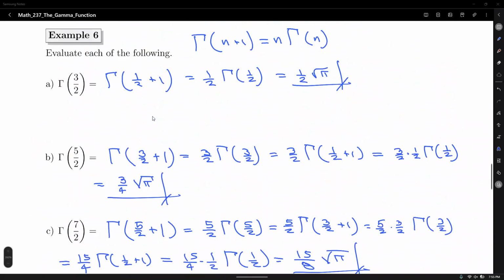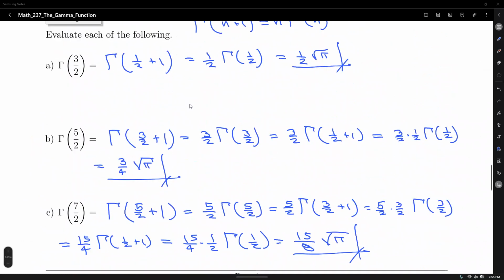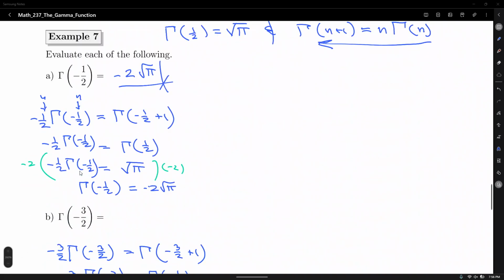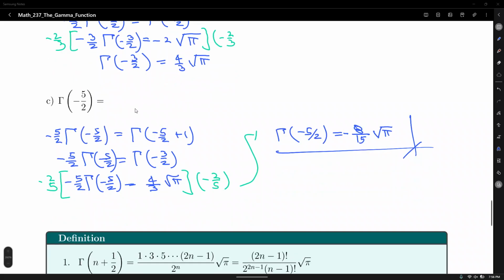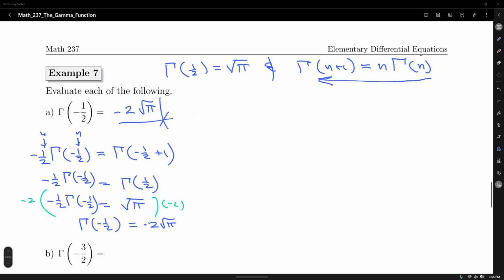So let's briefly recap what we did using the definition of gamma of n plus 1 equals n gamma of n. We found gamma of 3 halves, 5 halves, 7 halves, and on the negative counterpart we found gamma of negative a half, gamma of negative 3 halves, and gamma of negative 5 halves. But what if we wanted to evaluate, say, gamma of 13 halves or negative 13 halves? Well, using the definition of the gamma function backwards like we did in the last couple of examples would be very inefficient.